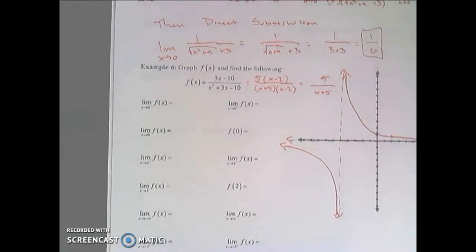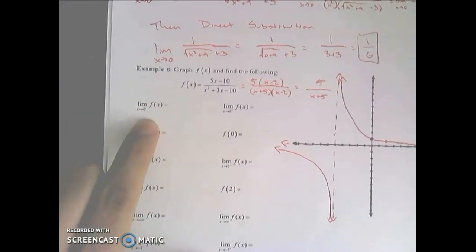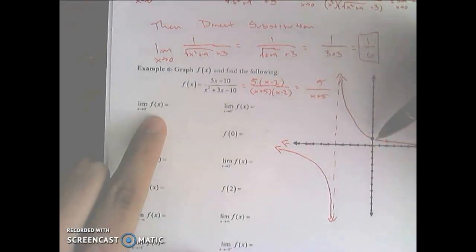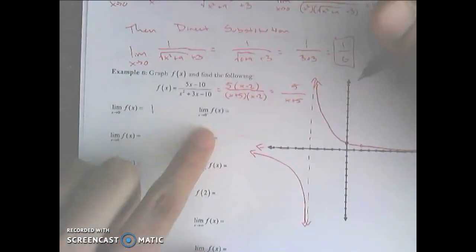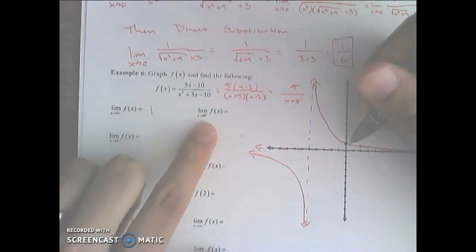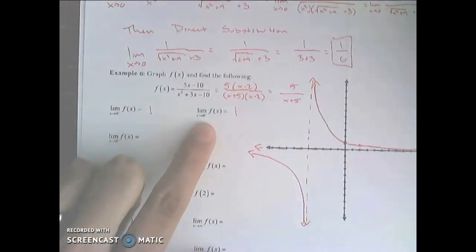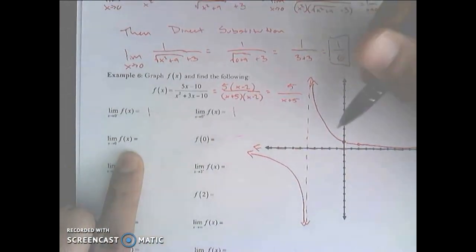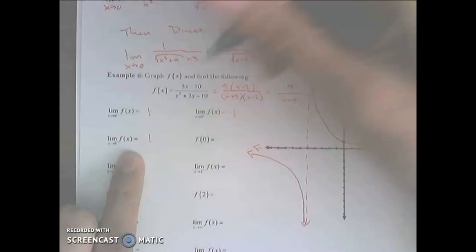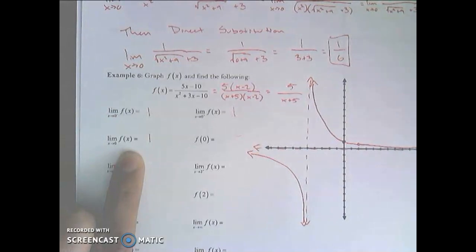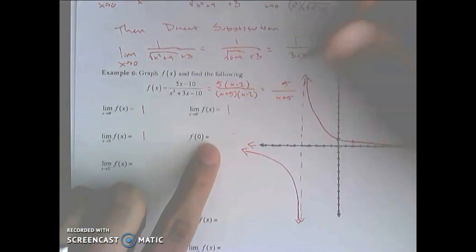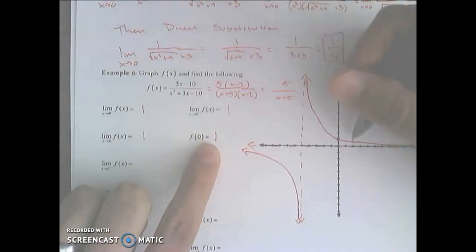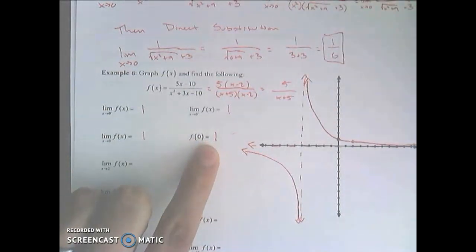As we approach 0 from the negative side, we're getting closer and closer to 1. As we approach 0 from the positive side, we're getting closer and closer to 1. So because the left-hand and right-hand limits agree, our limit is 1. f of 0 is also 1. This is true because we've got a rational function that's continuous at x equals 0, so we can use direct substitution. That's by definition.